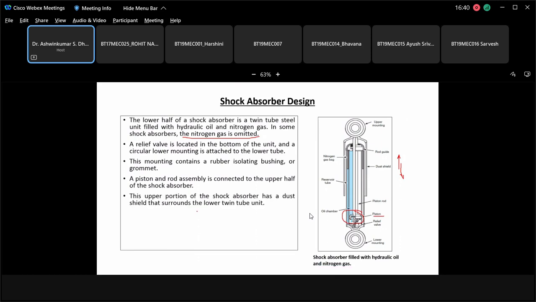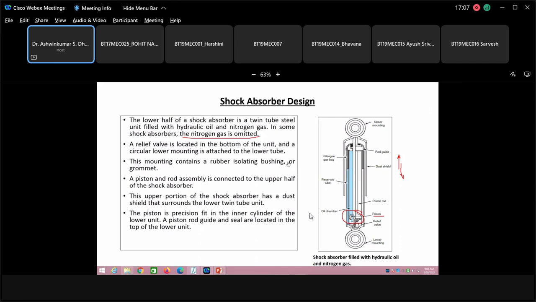Coming here, the upper portion of the shock absorber has a dust shield that surrounds the lower twin tube. The piston is a precision fit in the inner cylinder of the lower unit. A piston rod guide and seal are located in the bottom portion. Seals are located in the top and the lower unit. So this is the construction of the shock absorber.